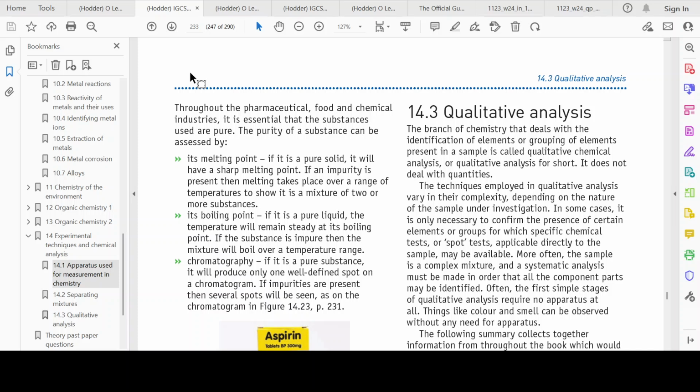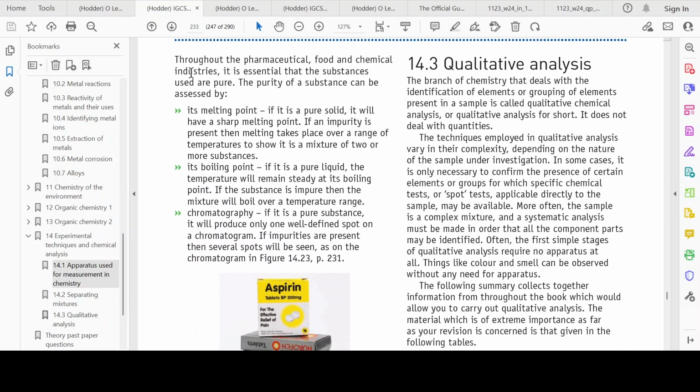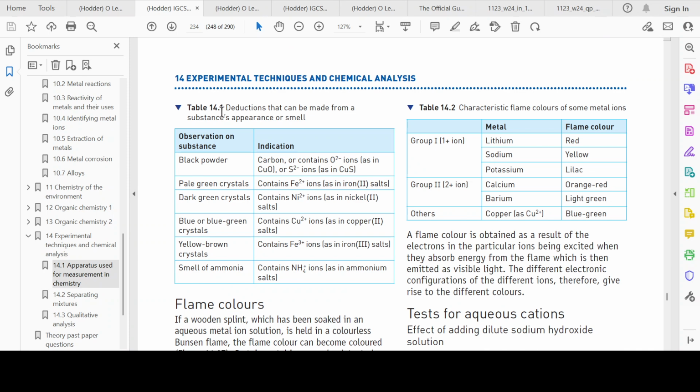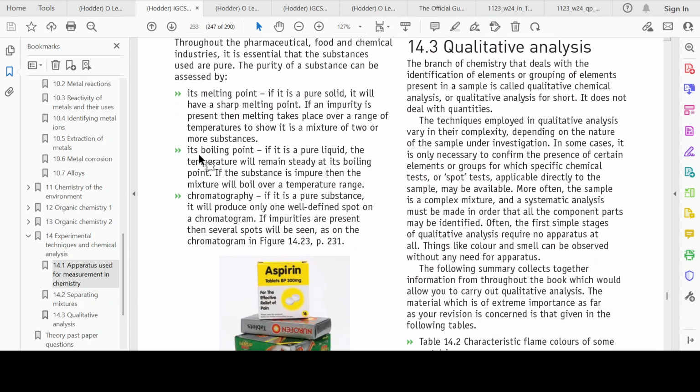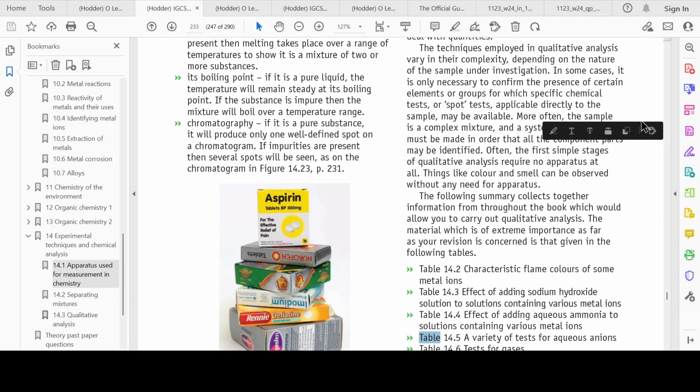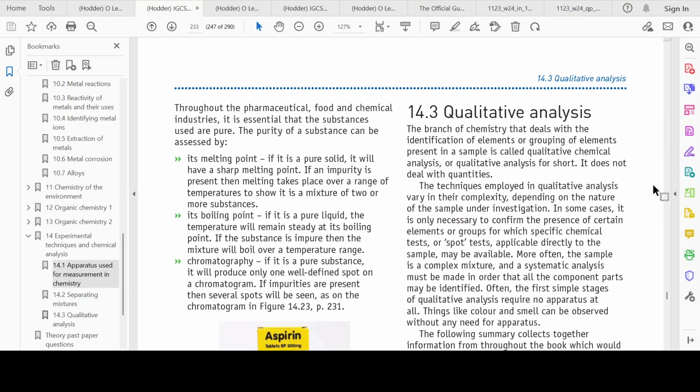Then we have qualitative analysis, where you are identifying substances or what substances are made of depending on their qualities, some of the characteristics. So the branch of chemistry that deals with the identification of elements or grouping of elements present in a sample is called qualitative chemical analysis, or qualitative analysis for short. It does not deal with quantity. So you're not asking, how much do we have? No. What do we have? That is the question. So what and not how much.